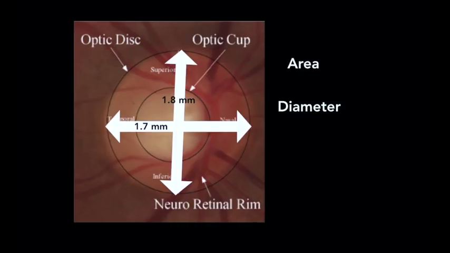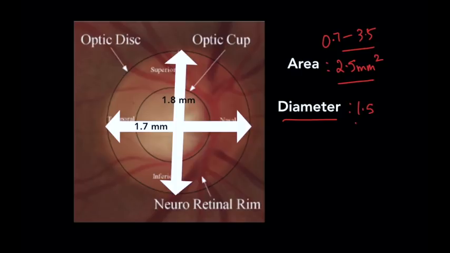Okay, so now we will take the dimensions. The actual area of the optic disc is going to be 2.5 mm square, and there are a lot of variations. It can extend almost from 0.7 to 3.5 or 3.6, which shows that the disc comes in so many types and so many sizes. The actual diameter on average is 1.5 mm, which is also the one disc diameter.